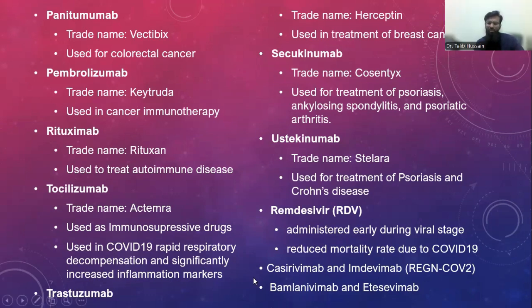It also significantly reduced the markers of inflammation. Secondly, remdesivir was administered during the viral stage of COVID-19 and it reduced mortality rates by up to 70% when administered during the early viral stage, for example, in the incubation stage.